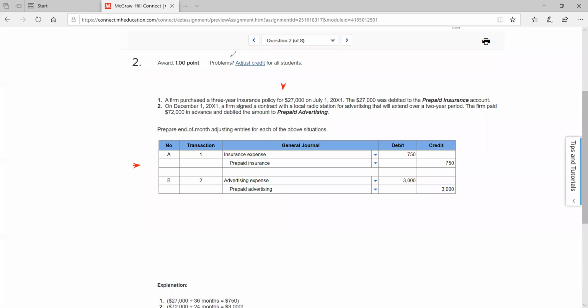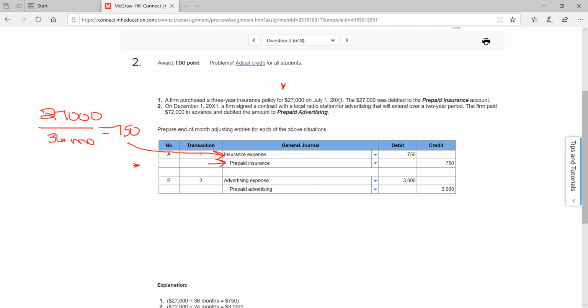So very simply, all you got to do is, I'll just write this off to the side. You take that $27,000, and it is a 3-year policy, so simply divide that by 36 months, and that'll give you equals $750 per month. Notice they debit the expense account, credit the prepaid insurance for $750.